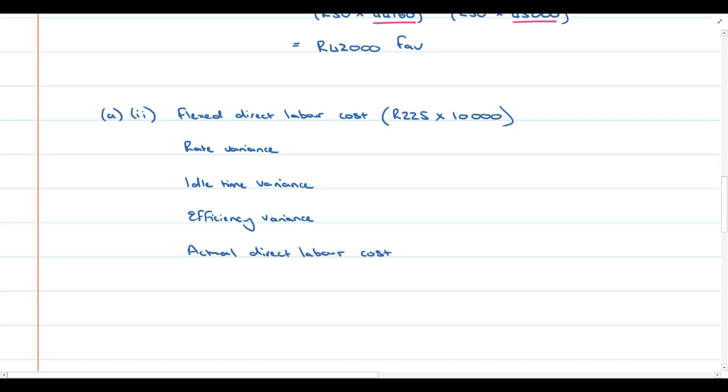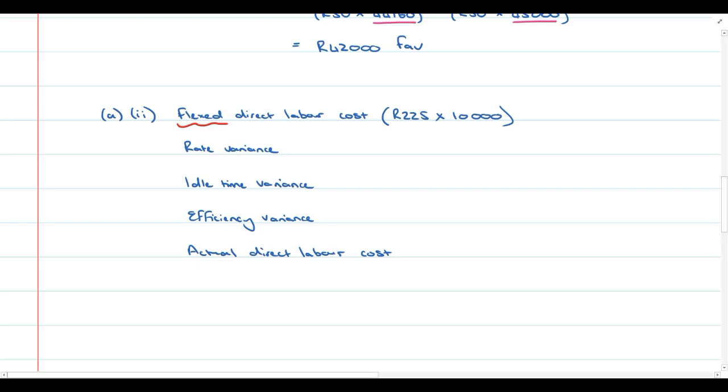Remember guys, the logic behind this is when we are calculating our variances for standard costing purposes, we never compare the original budget to the actual results. We always compare the flexed budget to the actual results.